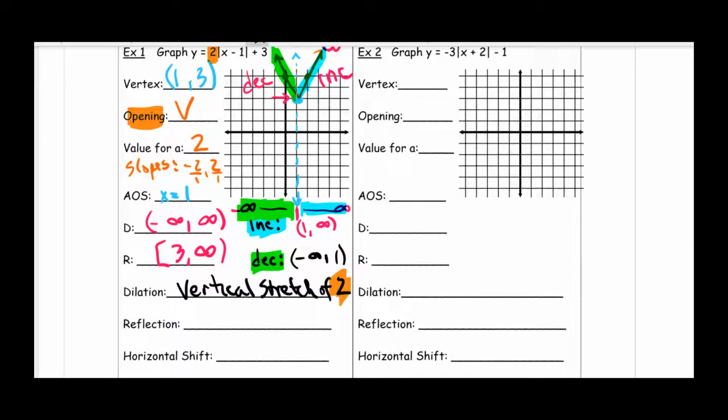Now, the reflection, does it reflect over the x-axis? Is it below the x-axis? No, it's not. So that's just plain old no.